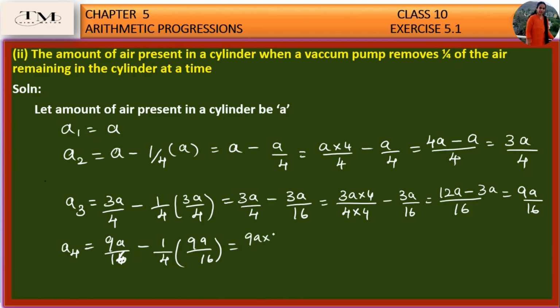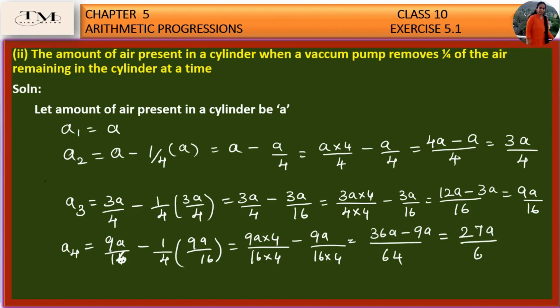So 9a into 4 divided by 16 into 4 minus 9a by 16 into 4. So both are 16 into 4. 16 into 4 is 64. Here 9 fours are 36a minus 9a. So 36a minus 9a is 27. So 27a by 64. Now the series is in this way: a, 3a by 4, 9a by 16, 27a by 64, etc.